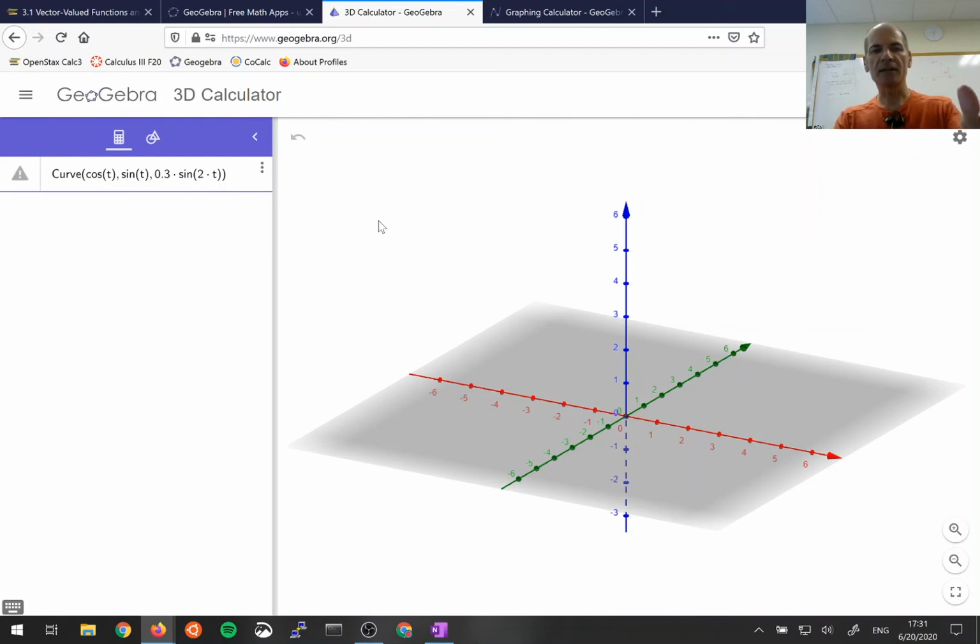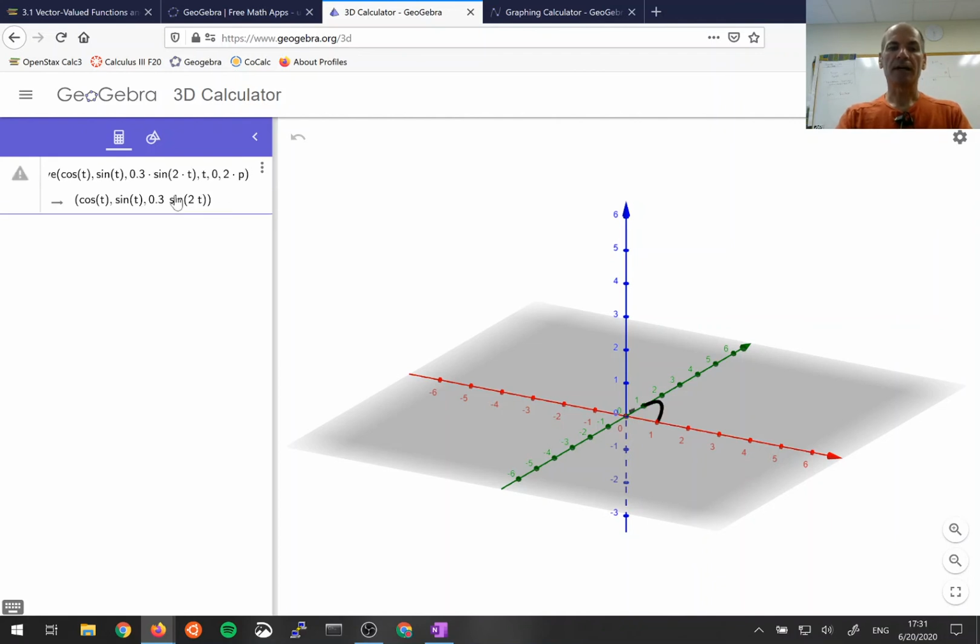All right, we've got the x-coordinate, the y-coordinate, the z-coordinate. Now we have to tell it, what's the parameter name? It's t. Where are we going to start? Where are we going to end? Well, where do you think we should start and end? I see a cosine and a sine t here. Maybe 0 to 2 pi would be a good choice. So let's try starting at 0 and going out to 2 pi, like that.